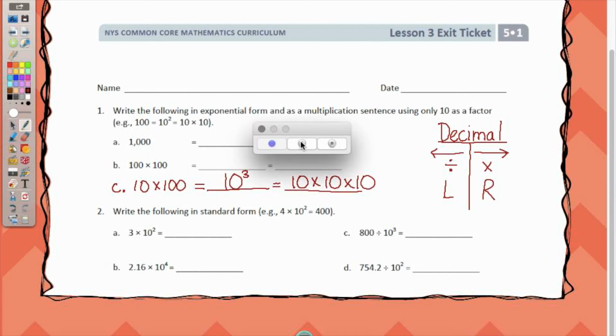I do not want you to touch your iPad right now. For these problems at the bottom, B, C, and D, you can use your iPad. Rewrite the number and then do what it says, okay? On A, there's no reason. Does anybody know why?